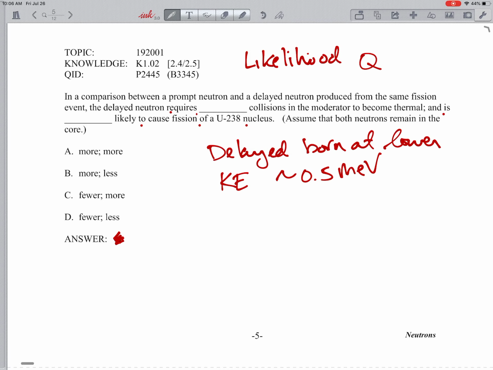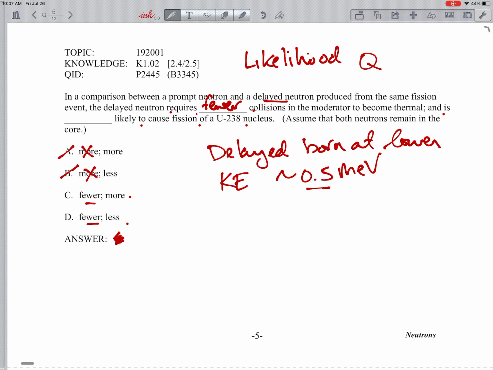So delayed neutron, that's what we're looking for, produced from the same fission event. A delayed neutron requires blank collisions to become thermal, so there'll be fewer, all right, because it's at a lower energy level. Thermal means it's at the same energy level as the atoms around it. So you only have to hit a couple, maybe 1 or 2, to get a thermalized delayed neutron. So there's fewer. We got fewer here and fewer here, more and more. So A and B are not correct. So we know the answer is either C or D.